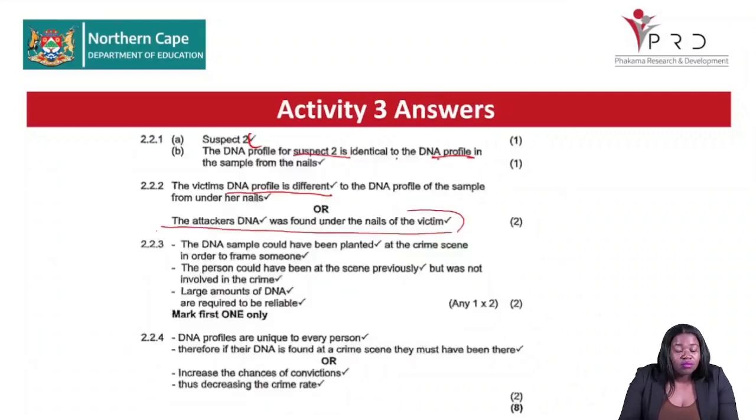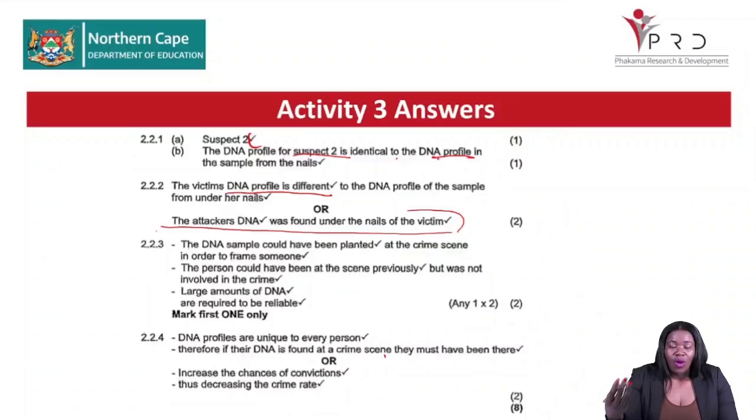Right. So DNA profiles are unique. Only identical twins can have DNA profiles that are the same. So with everyone else, the DNA profile is different. So there's no way that you can alter this DNA profile or the DNA. So the DNA that you get, if it matches, it means that it belongs to that person. So if your DNA is found at a crime scene, you must have been there.